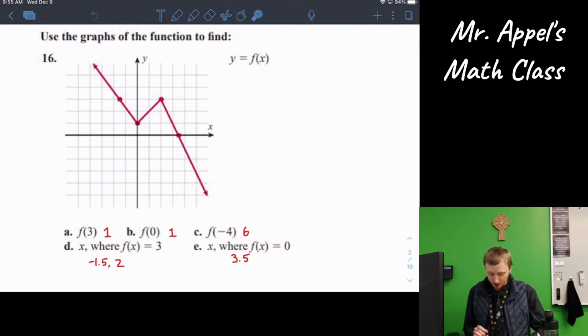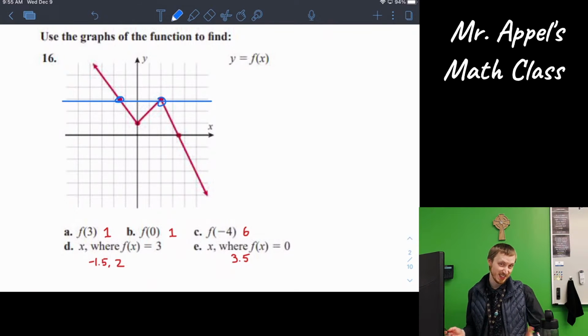All right, D says find x where f of x equals 3. Okay, so where does the function equal 3? We could imagine a horizontal line here at 3. Where does it cross the function? Those 2 points, they even highlighted them for you. It's as if they knew ahead of time what was coming. And so then we read down to the x-axis. This looks like about -1.5, and this is 2.